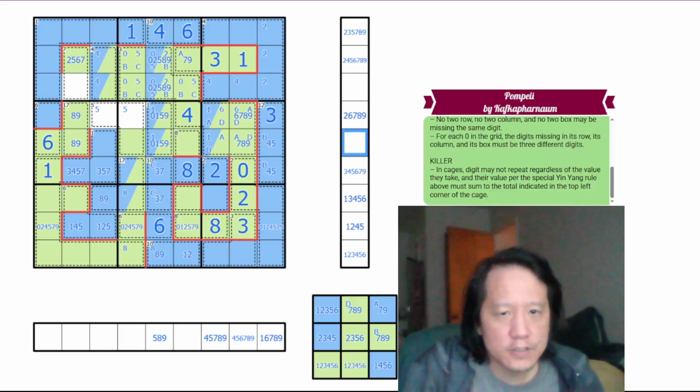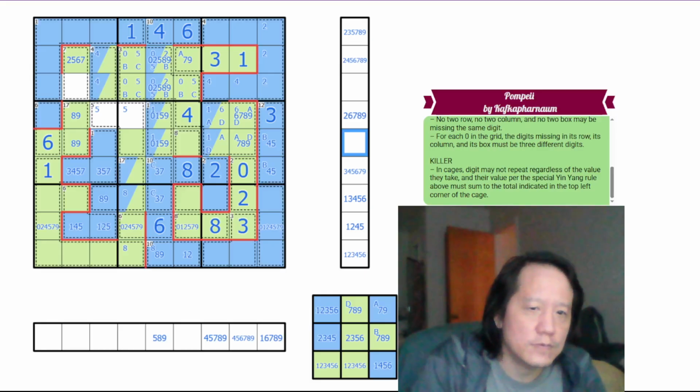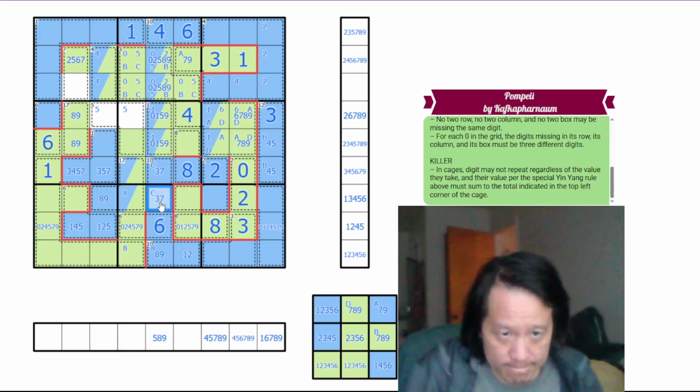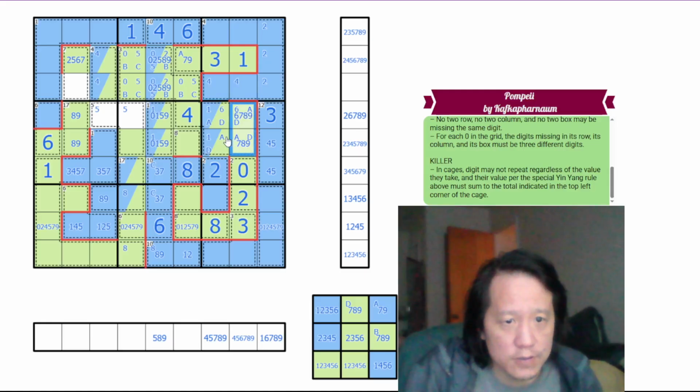Remaining digits here, we have no 1, 2, 3, 4, 5, 7, 8, 9 as possibilities. One of these is B. It's 4, 4, 5. We already know that. This is 4. 8's one of these 4.